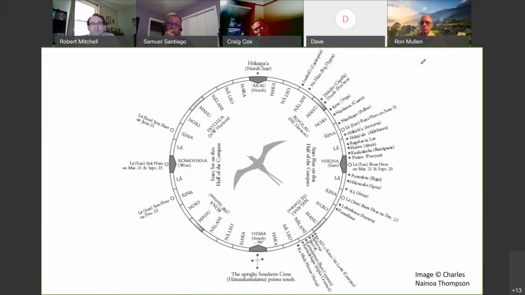So once you've learned your Hawaiian compass, you've learned which constellation is which, you know which important stars, you'd be able to navigate anywhere at night from one island to another. And that is how the very first Polynesians settled pretty much the entire Pacific Ocean. So, any questions?